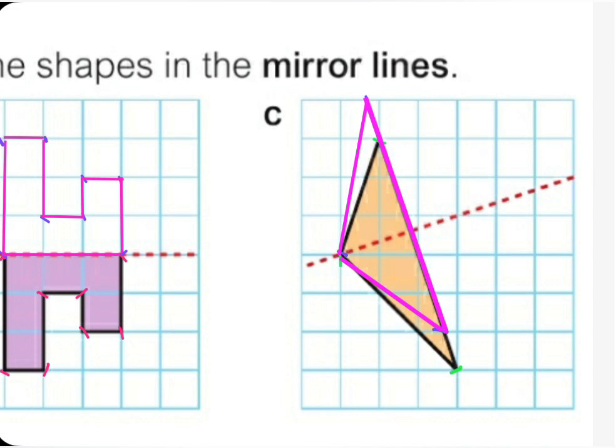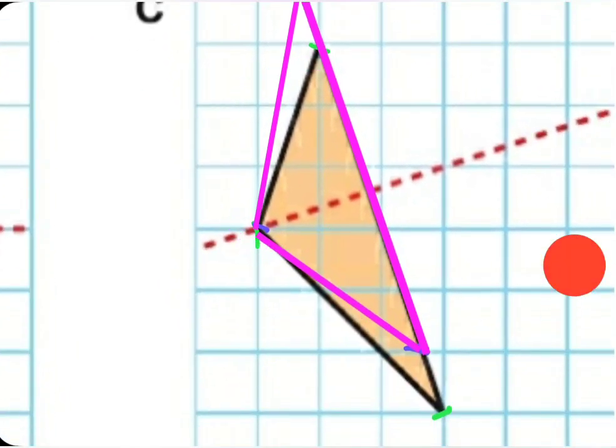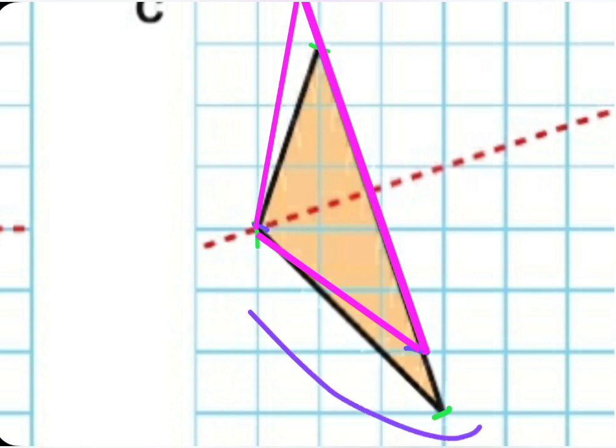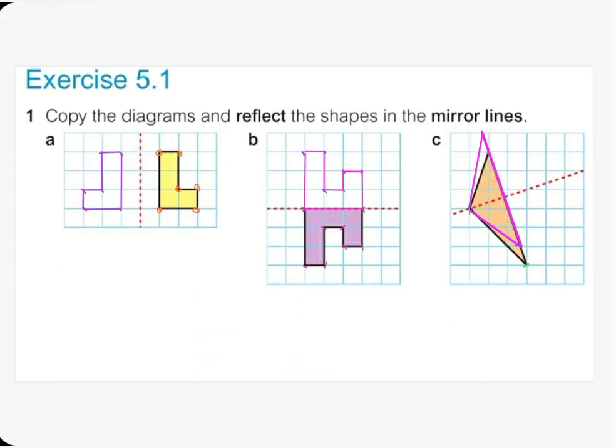As you can see, the small part here, let me show you, the small part became on this side, and the large one became on the other side. And this is the meaning of reflection. And this is how you answer a question like this.